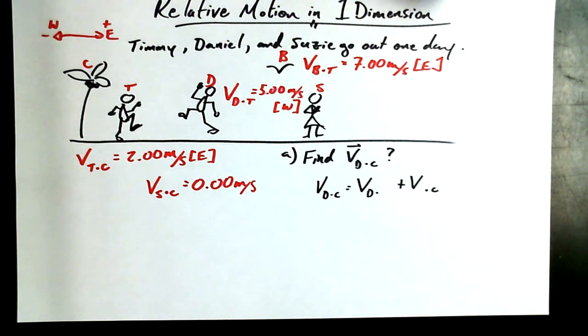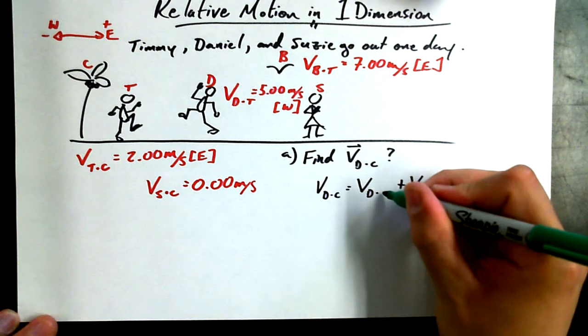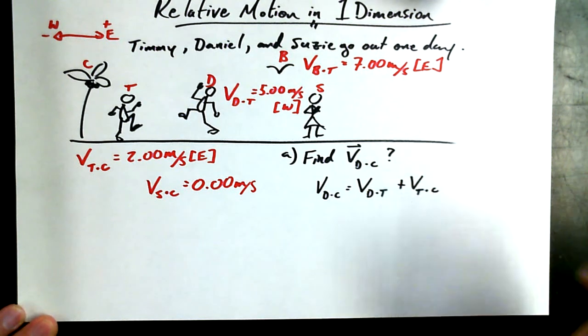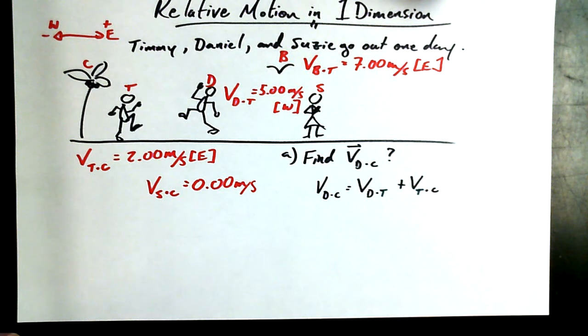What can I use here? Velocity of what with respect to what plus velocity of what with respect to what is equal to velocity of Daniel with respect to the coconut tree. Can you see it? It's almost an identification thing to start with. Yes, sir? VDT plus VTC. Velocity of Daniel with respect to Timmy plus velocity of Timmy with respect to the coconut tree. Yeah, I think that works. We have that information.